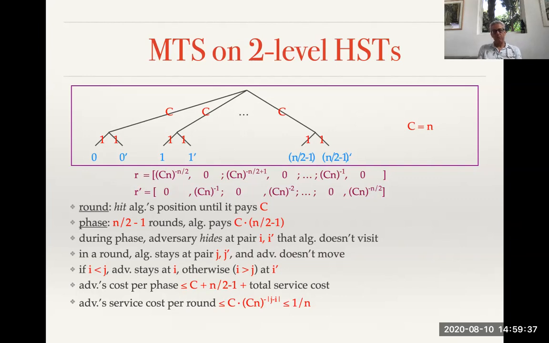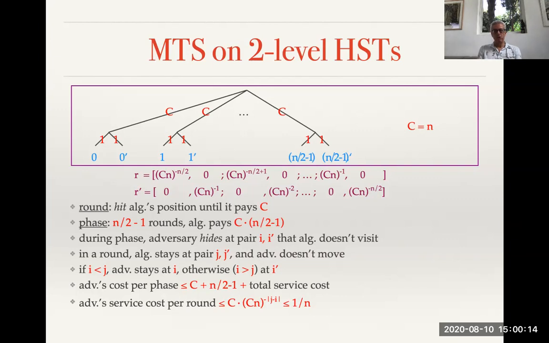Now, in the same round, the algorithm stays at some pair J, J prime, which is different from I prime. Because whenever the algorithm moves from that branch, the round ends. So in each round in the phase, the algorithm stays in some pair J, J prime, and the adversary doesn't move. The adversary will stay in the same location for the duration of this round.